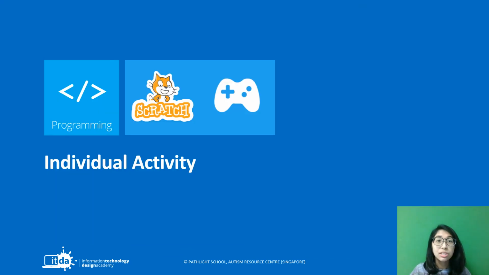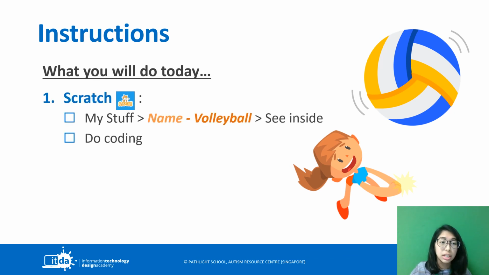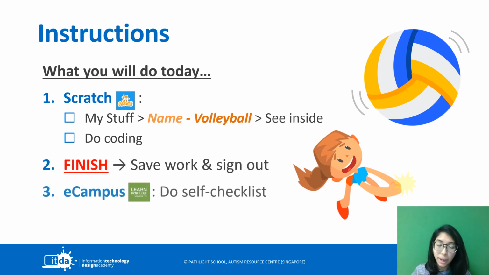Okay, so that's sort of all for group learning. But before I let you go, let's go through some of the important things you need to do today. Okay, so after you have watched the teacher's demonstration video, or if you don't want to, that's fine. You will need to go to Scratch. You will need to open up Miss Claire's template that I've created for you. So you just need to log into your class, open up my stuff, check for your name, look for volleyball project, see inside, do your coding, finish, save your work, sign out of Scratch, go back to the eCampus ITHBL page and do your self-checklist.